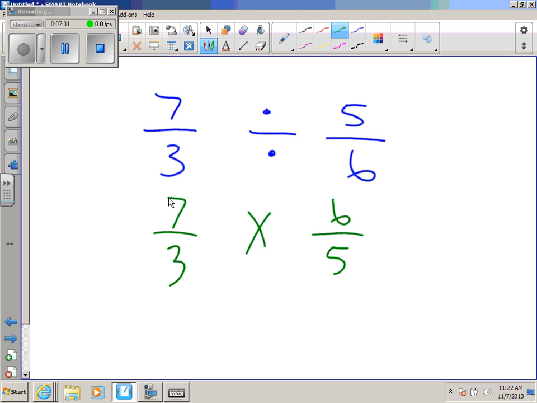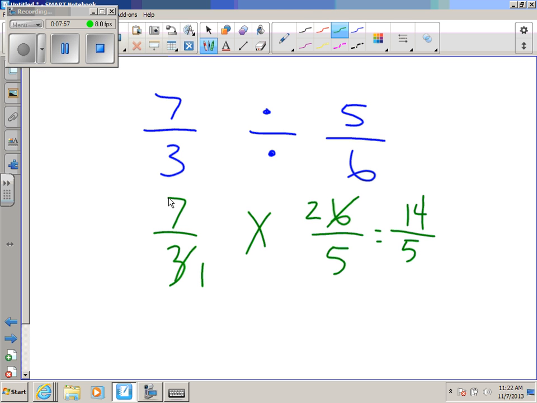6/5. Now, once you get to this point, 6th grade, now you treat this like you've been treating all the other multiplication fractions that you've been working with. Is there anything in common with the 7 and the 5? How about the 6 and the 3? Both divisible by 3, right? There's 2 there and 1 there. I mean, why not? Might as well. 7 times 2, Maya. 1 times 5.